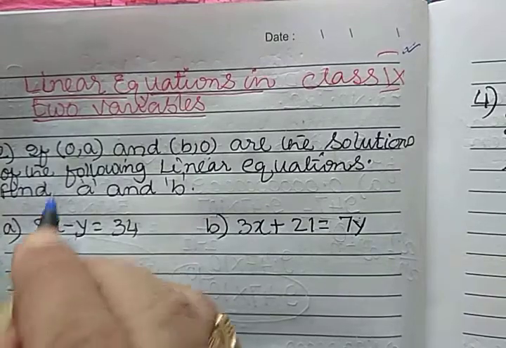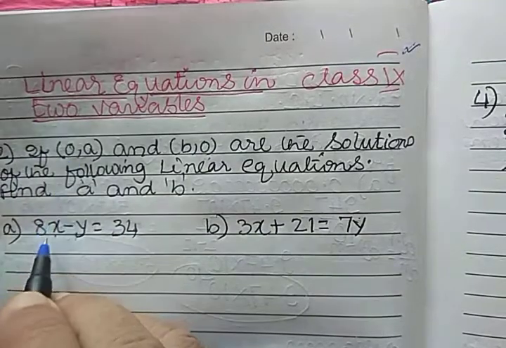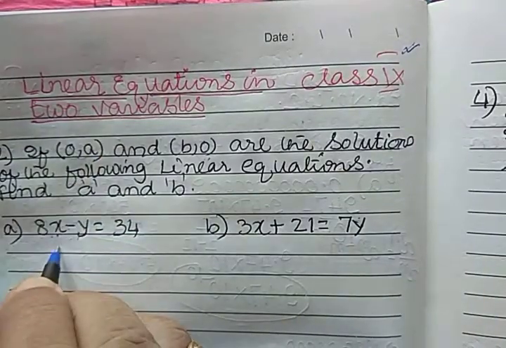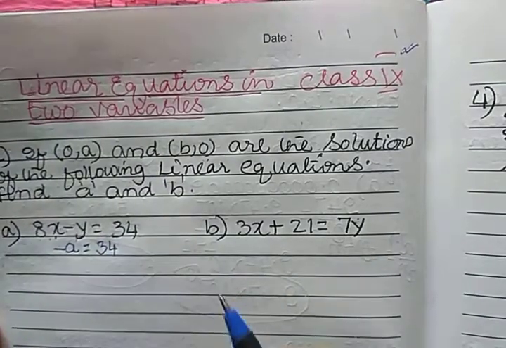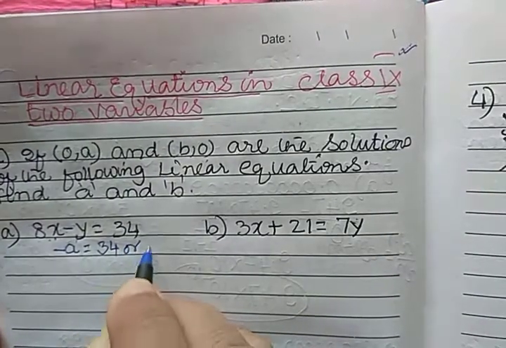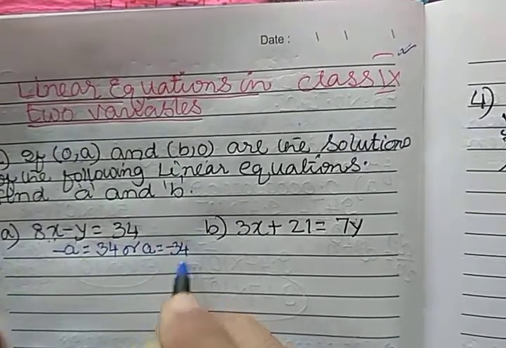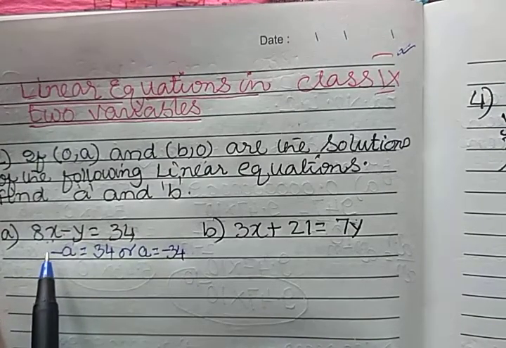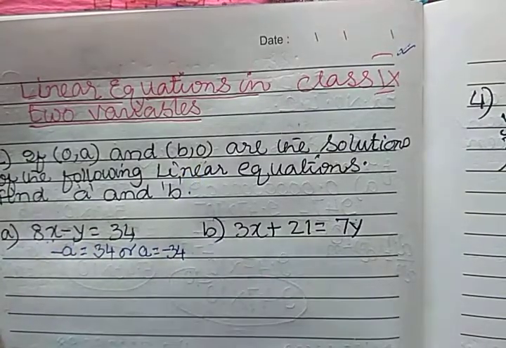So x is equal to 0, so 8x will become 0. Minus y is equal to a. So minus a is equal to 34, or a is equal to minus 34. a is equal to what? Minus 34. So now in this equation, let us replace the values of x and y by b and 0.